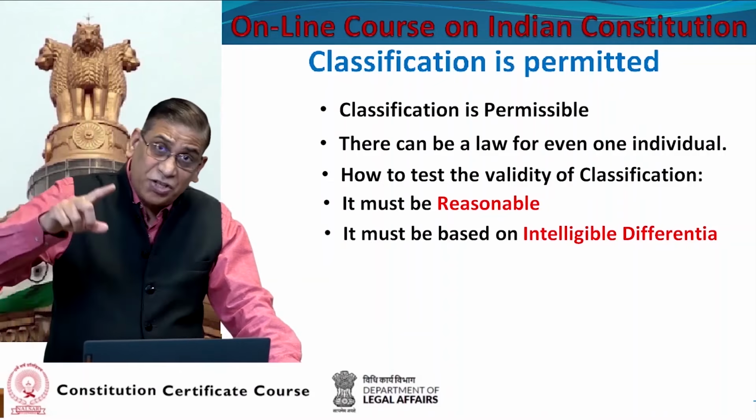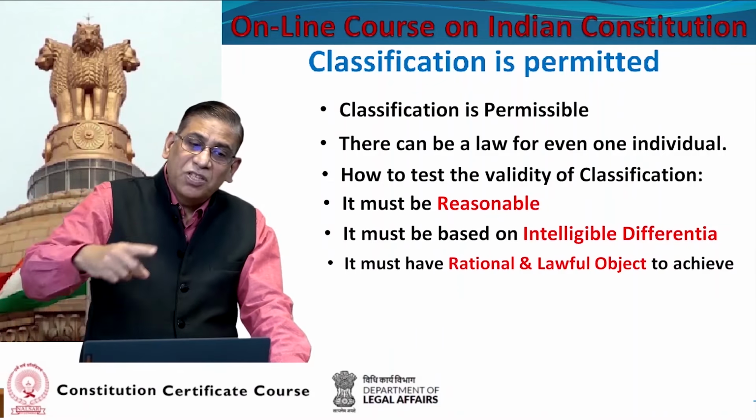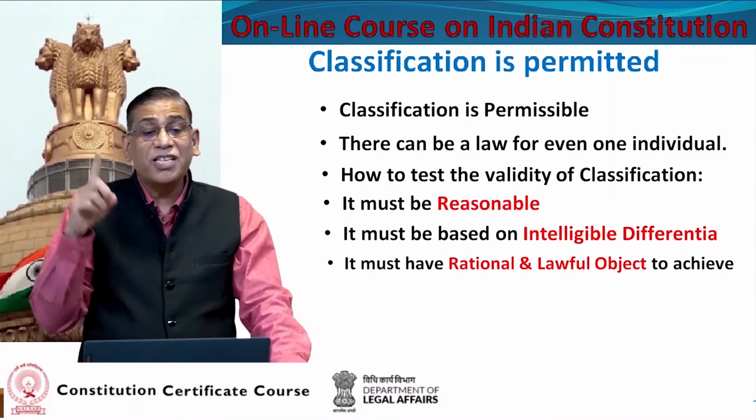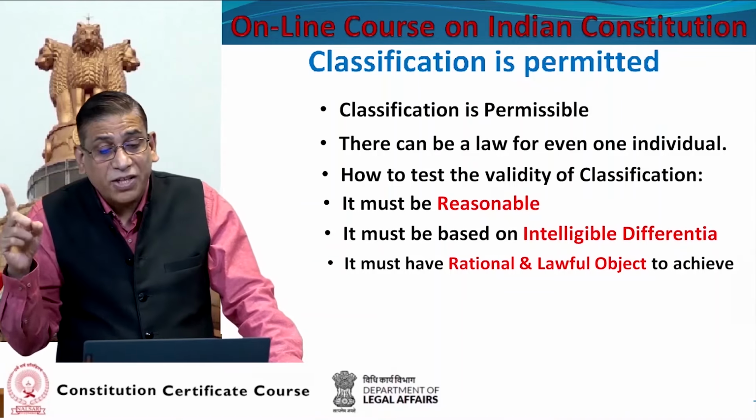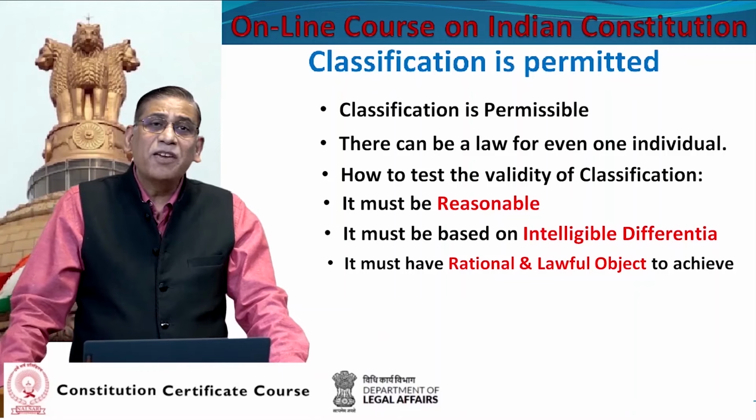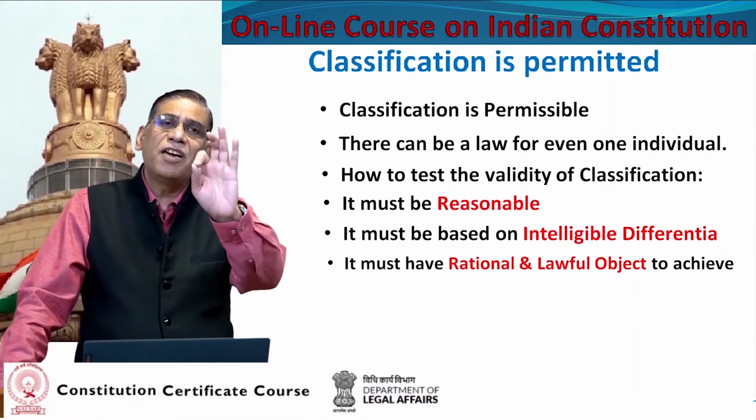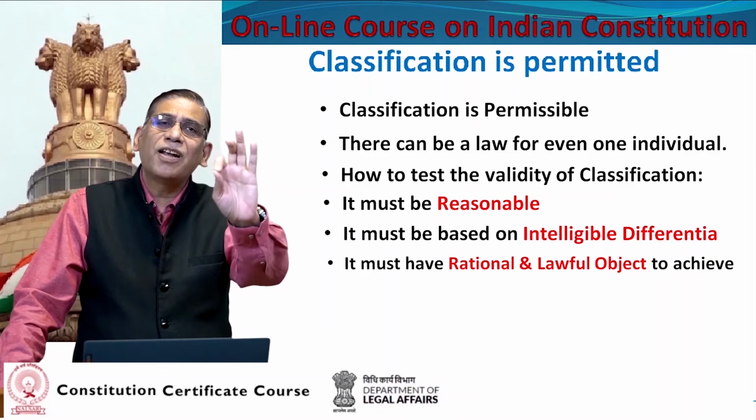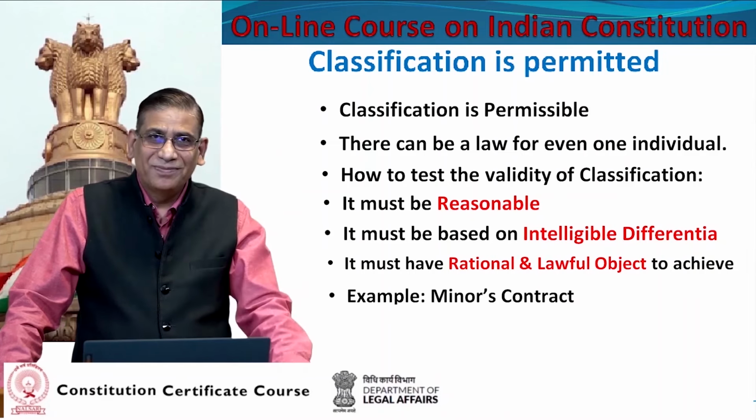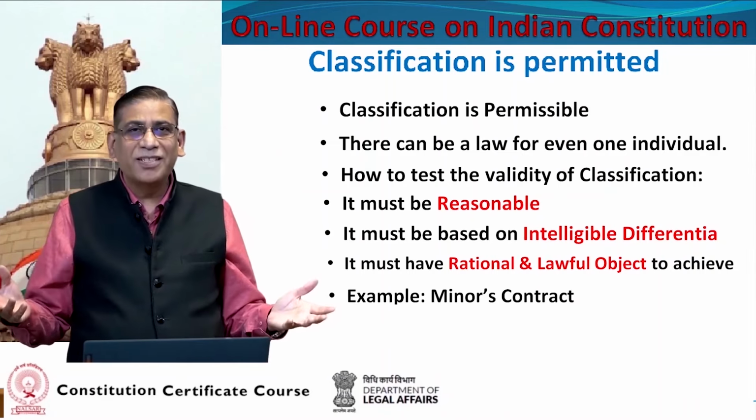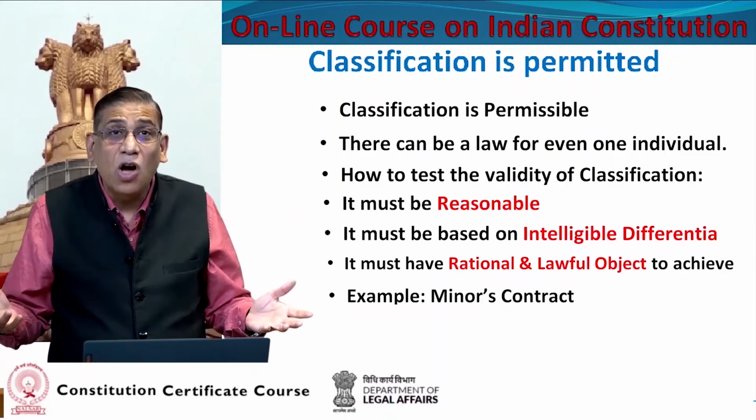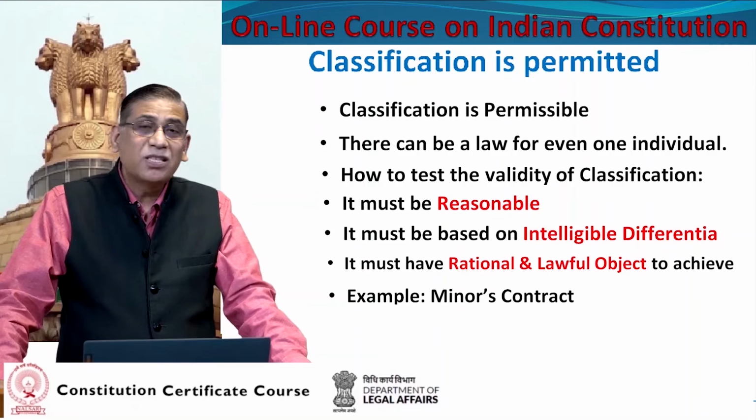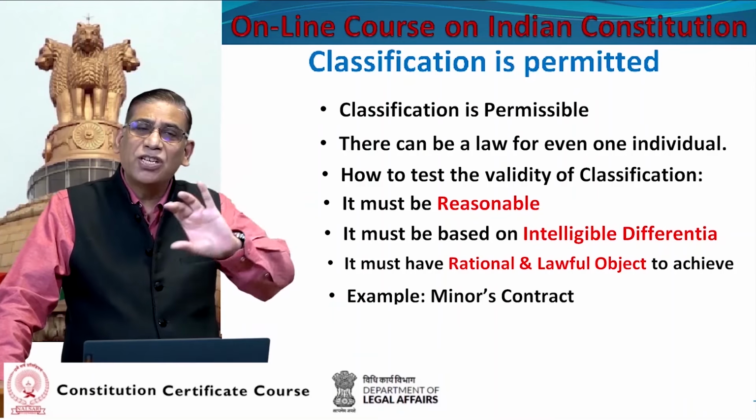Then this classification, which is reasonable, which is based on intelligible differentia, must have a rational and lawful object to achieve. Let me give you an example. Section 11 of the Indian Contract Act says, minor cannot enter into a contract. Now, if a minor who is an Indian citizen, he says, how come law does not allow me to enter into a contract? This classification based on age is not correct.